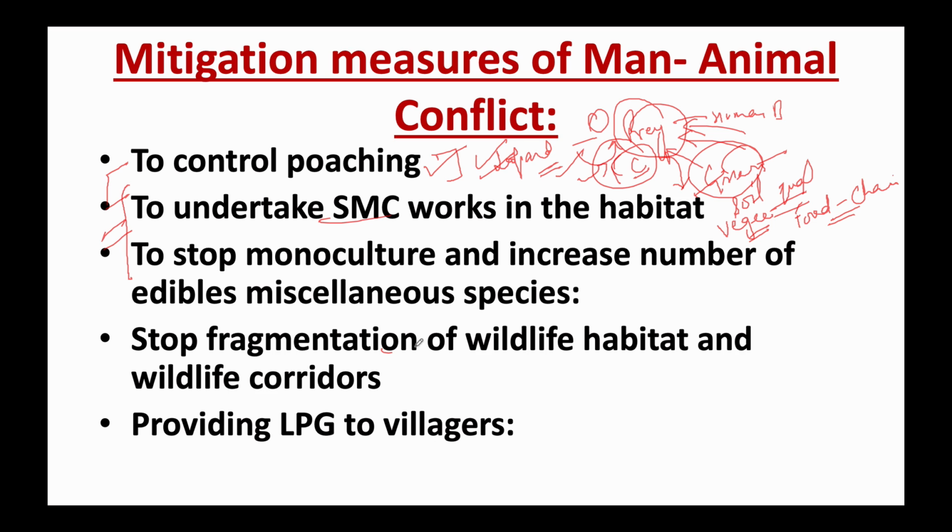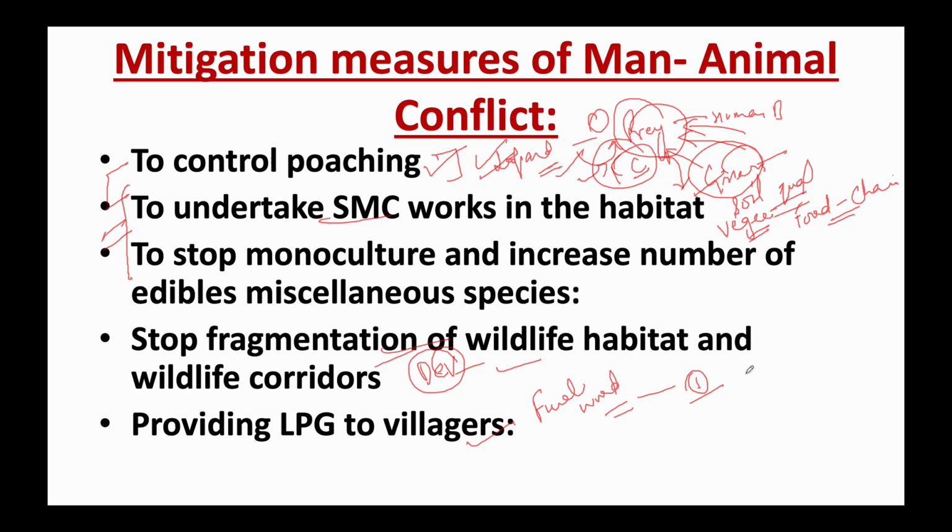So we have to stop the fragmentation developments also, because our development projects are ultimately disturbing the habitats of the wildlife. And then we have to provide LPG to the villagers, because they depend upon fuel wood more or less, and then they move into the village, leading to these kinds of conflicts. You can tell me various other things also.